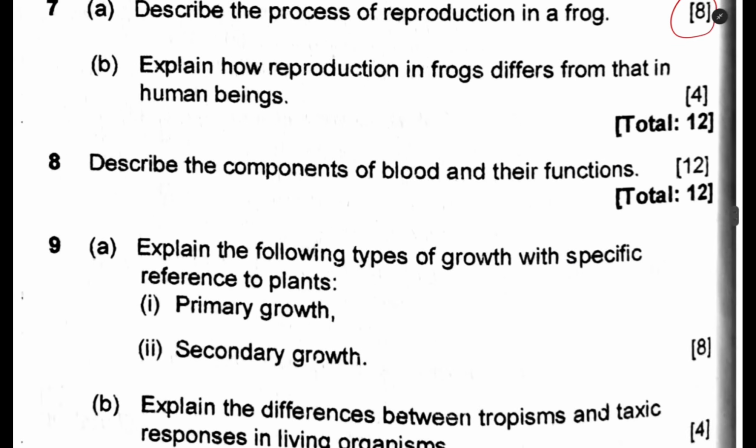Then describe the components of blood. 12 marks. I think this one I've explained. Components of blood. You talk of plasma in a paragraph, platelets in a paragraph, red blood cells in a paragraph, and white blood cells. Talk of white blood cells, their shape, where they are produced, adaptations, and the functions. Those are things that you talk of on each.